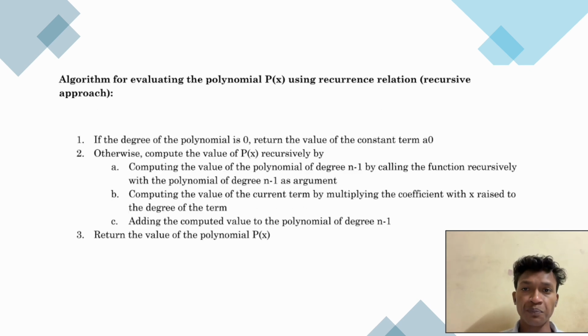Now let's look at the recursive approach for evaluating using a recurrence relation. If the degree of the polynomial is 0, we simply return the constant term. Otherwise, we call the function recursively with the polynomial of degree n minus 1. Then we compute the value of the current term, the coefficient multiplied by x to the power of the degree. Finally, we add this value to the result from the recursive call and return it. This method is elegant and follows the mathematical definition of a polynomial quite closely.